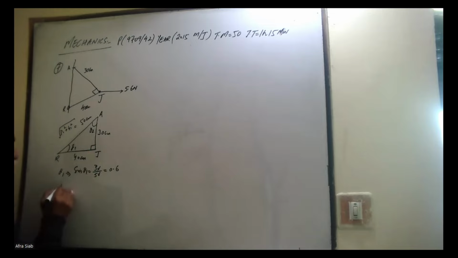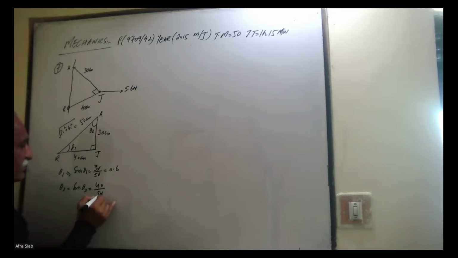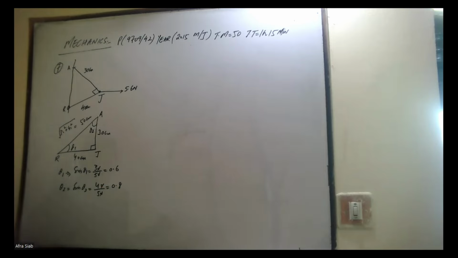Similarly, sine of theta 2 is equal to 40 over 50, which is equal to 0.8. So these are the values of sine theta 1 and sine theta 2. Now, you have to find the value of the tension in the strings AJ and RJ.